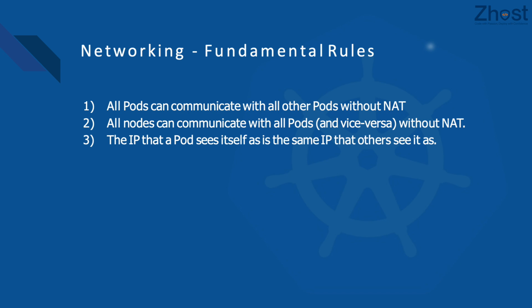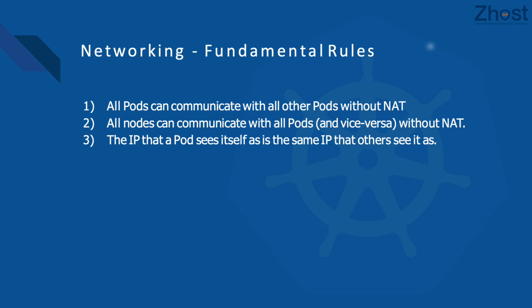Kubernetes networking, fundamental rules. Kubernetes networking is designed to be simple, scalable, and efficient. Here are its core principles. 1. All pods can communicate without NAT. Every pod in the cluster can directly talk to any other pod. No network address translation, NAT, is required. This allows seamless service discovery and inter-pod communication.